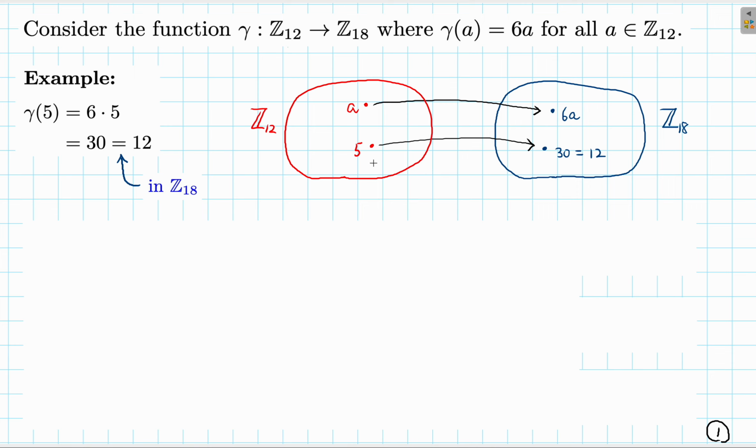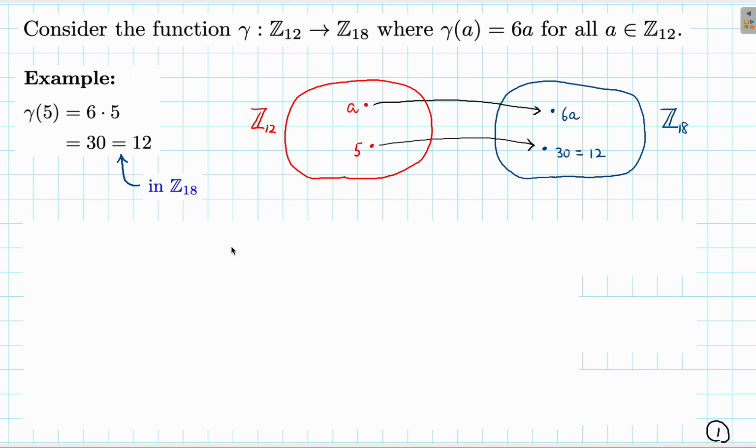More concretely, if an input is 5, it gets mapped to 6 times 5, or 30, in Z18, which reduces in Z18 to 12. So symbolically, we would write gamma of 5 equals 6 times 5, which is 30, and that 30 is in Z18, so we reduce it to 12.